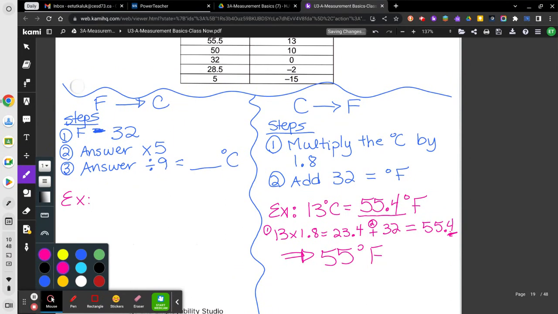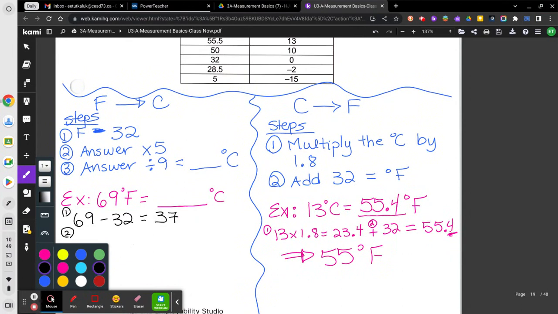We are going to take 69 degrees Fahrenheit equals blank degrees Celsius. So now we're going to do all the steps that it told us. We're going to take 69, subtract 32, and get our answer. So I get 37. There's step 1.